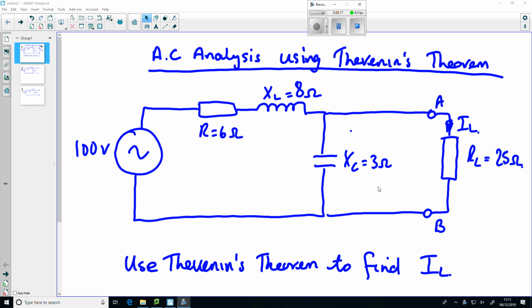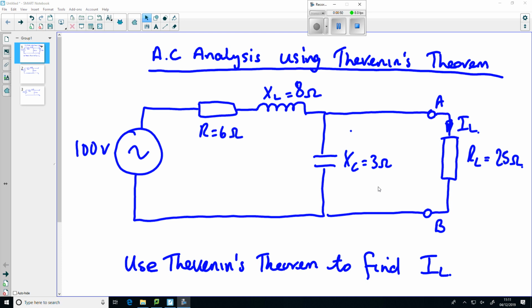Drawing the circuit on the board, we've got a 100 volt AC supply, a 6 ohm resistor and an 8 ohm reactance inductor. So I've given you the reactances. I haven't given you the inductance in henrys and I haven't given you the capacitance in farads. Therefore, you don't need to know the frequency of this voltage. Then we've got a parallel capacitive reactance of 3 ohms, and across that we've connected our load resistor, which is the resistor of interest.